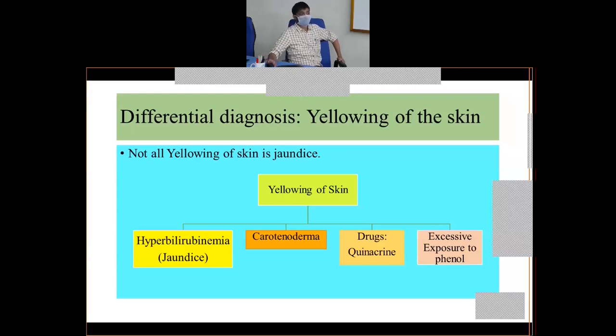Then carotenoderma: when people take too much carotene, they can have a yellowish or orange discoloration of the skin. We will later discuss how to differentiate carotenoderma from hyperbilirubinemia. Then some drugs may cause yellowish discoloration of the skin, and the common one is quinacrine. This drug is not commonly used now, but previously it was used for malaria. Then excessive exposure to phenol also sometimes causes yellowish discoloration of the skin.